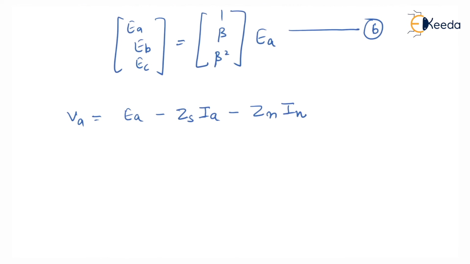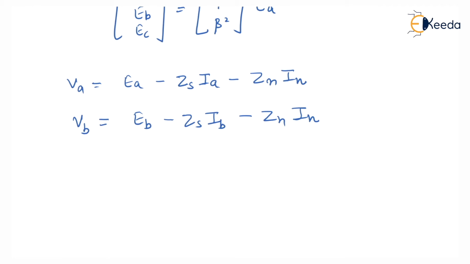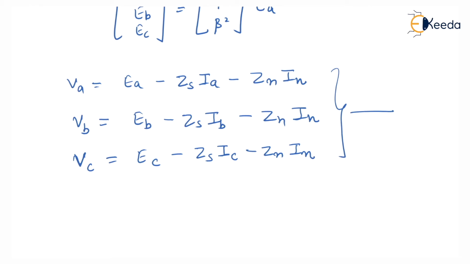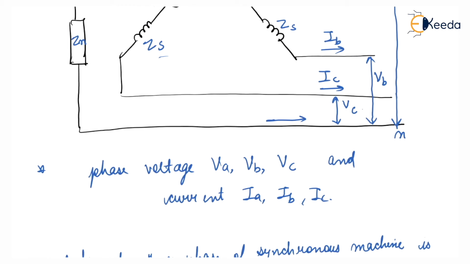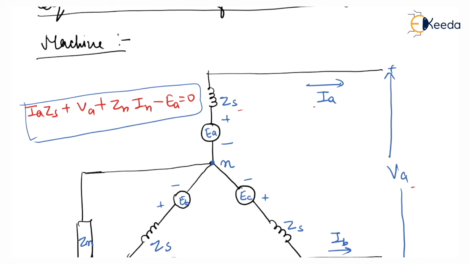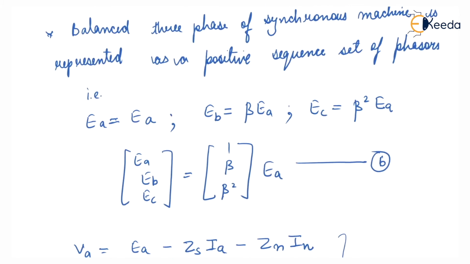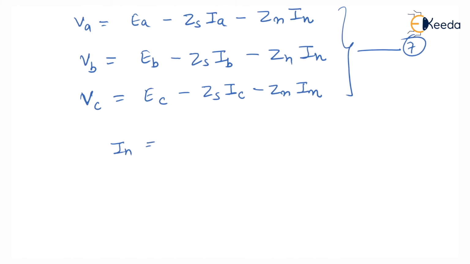Similarly for phase B and C, VB is equal to EB minus ZS into IB minus Zn into In. Similarly for C, VC is equal to EC minus ZS into IC minus Zn into In. This is equation number 7. Now another thing is current In is entering in this direction and IA is leaving this terminal. So In is equal to IA plus IB plus IC. This is equation number 8.